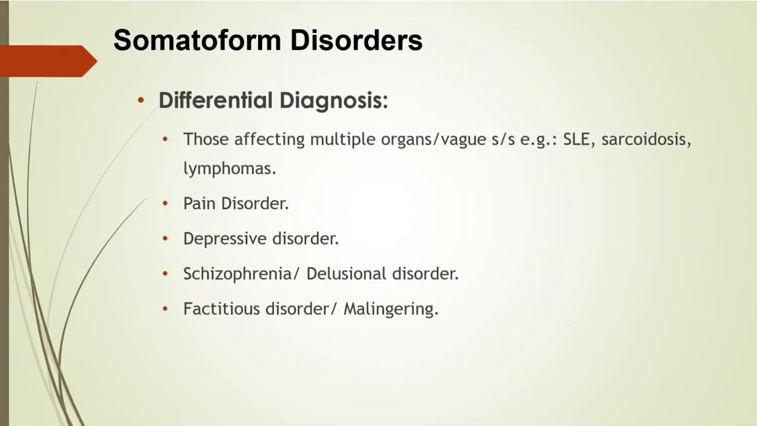The differential diagnoses for somatoform disorders are those affecting multiple organs like systemic lupus erythematosus, sarcoidosis, lymphomas, pain disorder due to physical problems, depressive disorder, schizophrenia, delusional disorder, factitious disorder and malingering. Factitious disorder means feigning the illness for some psychological gain, and malingering is for other gains.